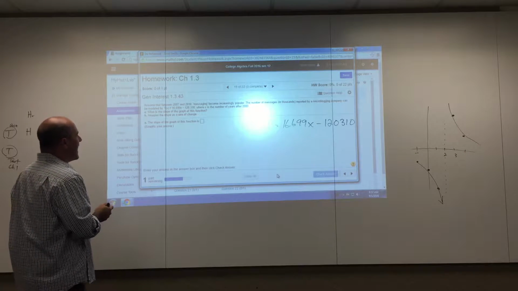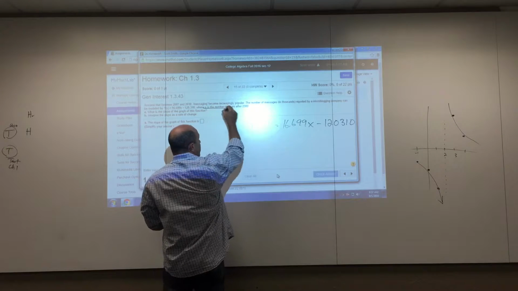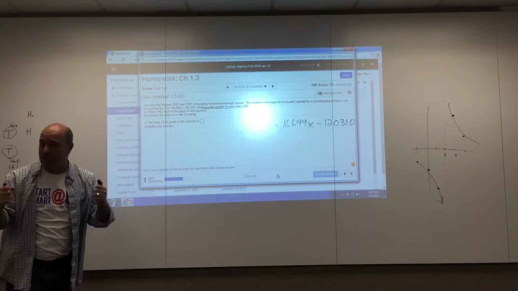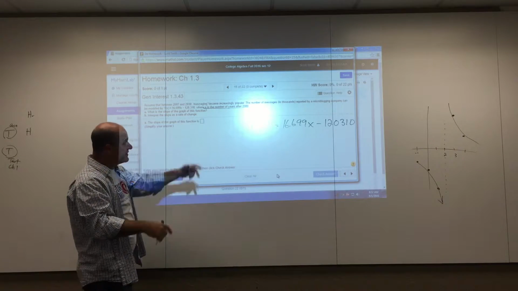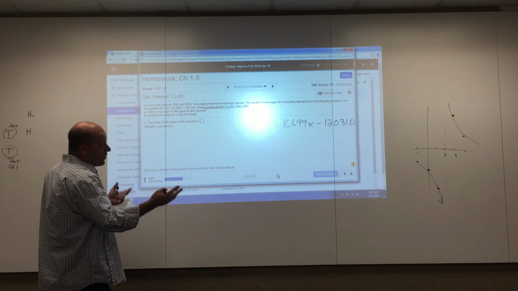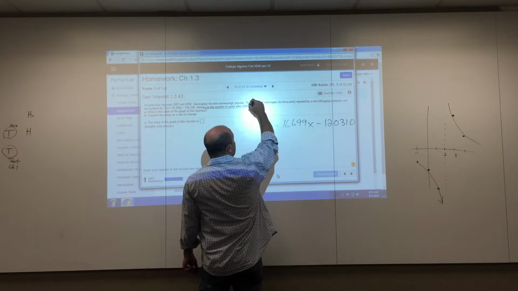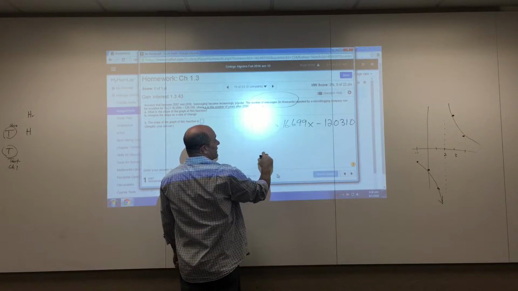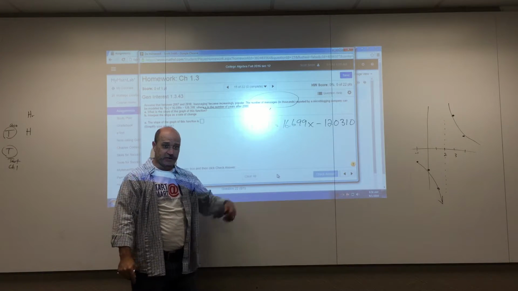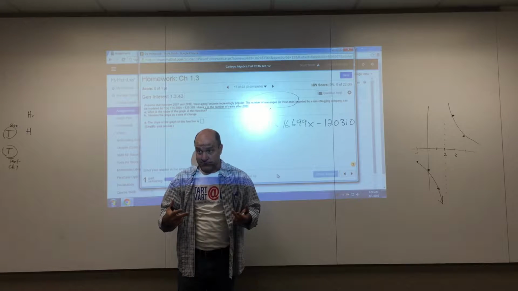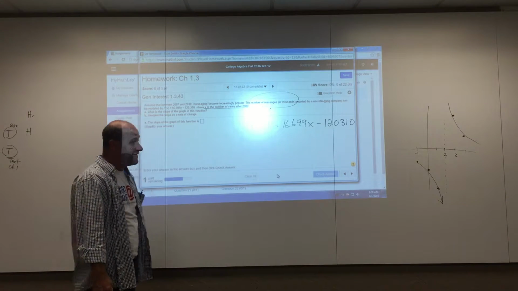What is this? X is the number of years since 2000. When you're reading these word problems, it's important to define the variables. What's X? It's the number of years since 2000. What is Y? It's this T of X. It's the number of text messages, I think. Oh, it's in thousands, by the way. So if the answer came out to be 2, that's 2,000. If it came out to be 10, it's 10,000.